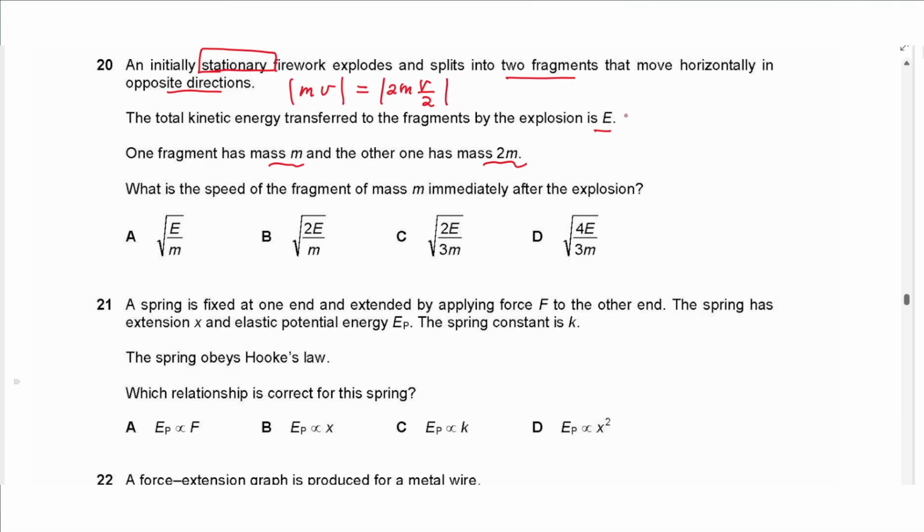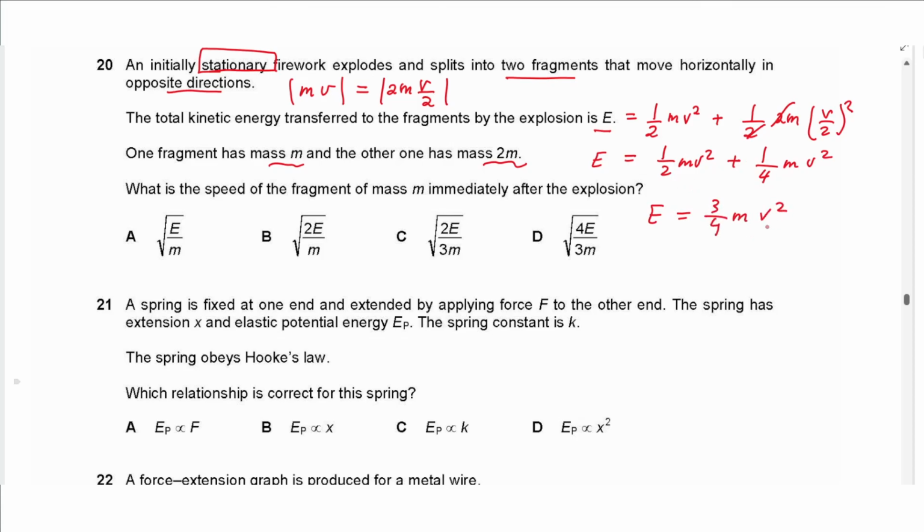And then substituting with energy, that's kinetic energy, so half mv squared for the small mass plus half 2m times v over 2 all squared for the larger mass. So E is equal to half mv squared plus, and these will cancel out, and we have 2 to the power of 2, that's 1 over 4, then mv squared. So E is equal to half plus 1 over 4, that's 3 over 4 mv squared. If we make v squared the subject of the formula, v squared will be equal to 4E over 3m. So v will be equal to root 4E over 3m, so we choose D.